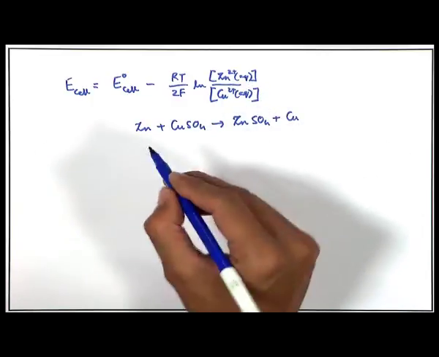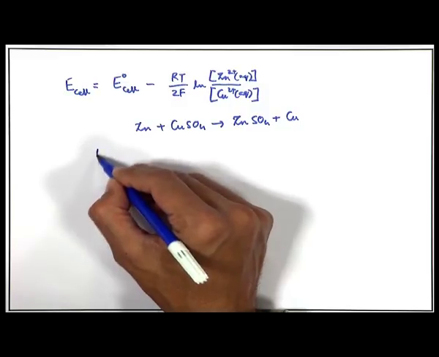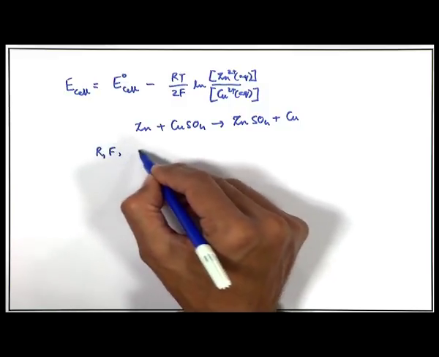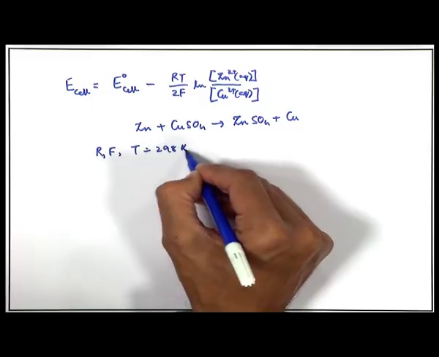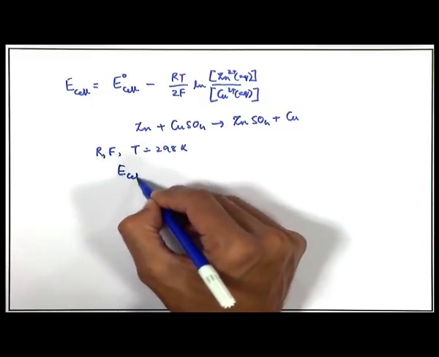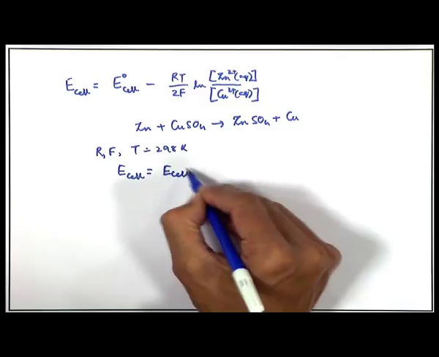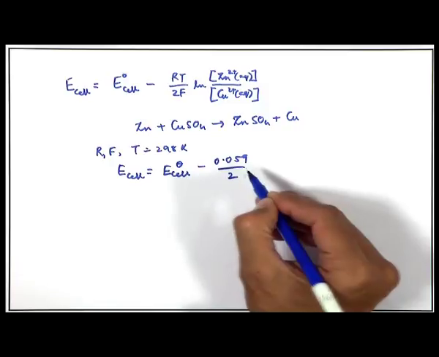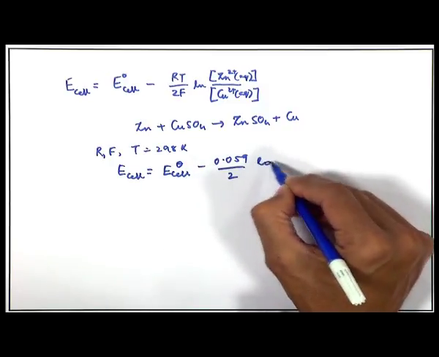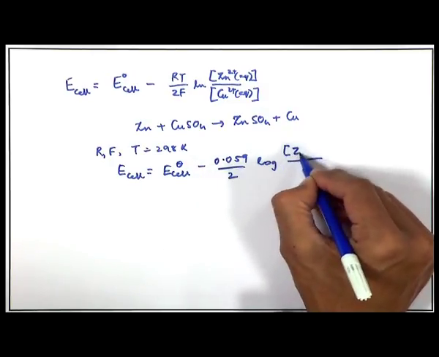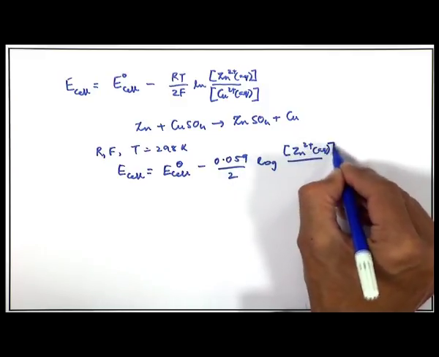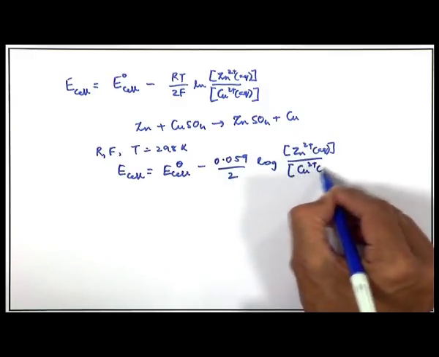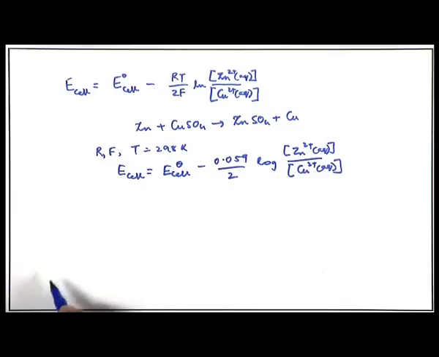If you plug in the values of R and F, and put T equal to 298 Kelvin, then you will end up with E cell equal to E0 cell minus 0.059 by 2 log zinc 2 plus aqueous by Cu 2 plus aqueous. So, this is the expression for the E cell for the Daniell cell.